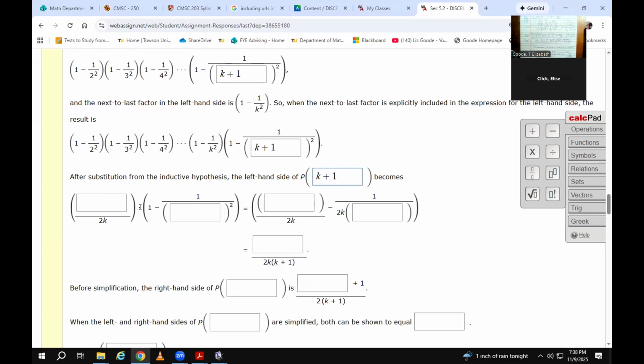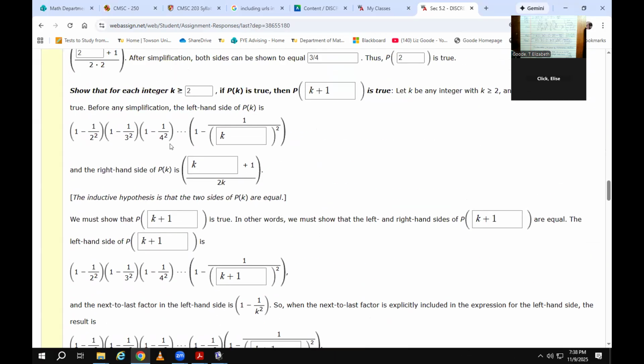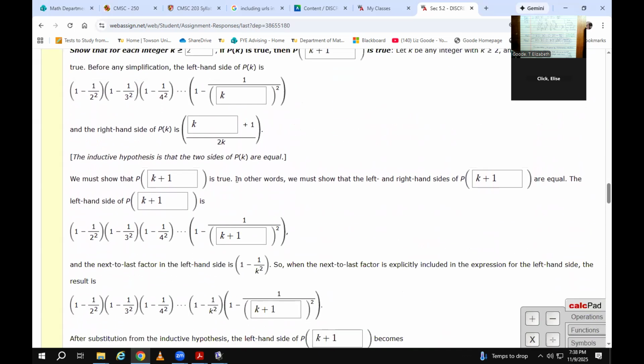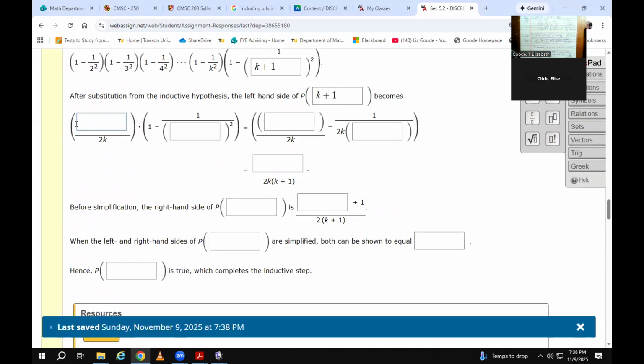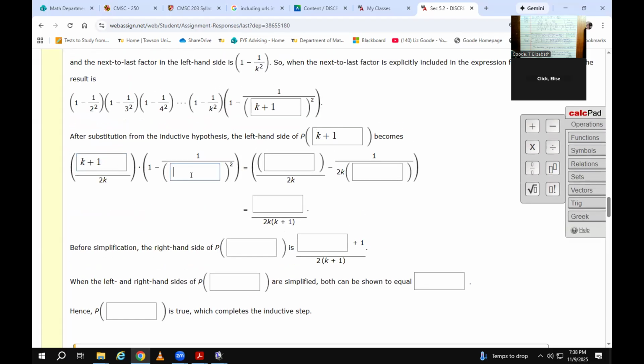Is something times, well, the one factor that wasn't included as part of the inductive hypothesis. See, the inductive hypothesis only goes up to 1 minus 1 over k squared, right? So what should we put in right here? K plus one. That's right, because the inductive hypothesis says that the right-hand side of P of k is k plus 1 over 2k. Isn't that handy the way it's a k plus 1? Times 1 minus 1 over something. Well, what goes in there? Isn't it k plus one again?